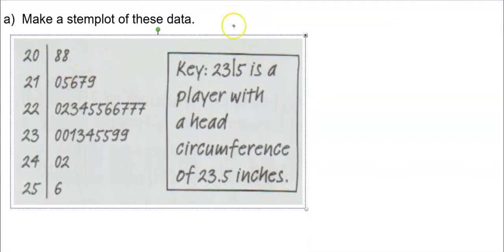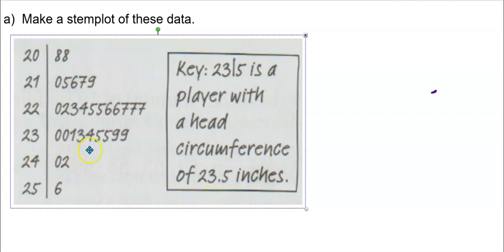Now he wants to organize the data so he can draw a conclusion. So let's make a stem plot of this data. The first thing he did is put the stems on this side: 20 inches, 21, 22, 23, 24, 25 inches. And then the decimals go on the right, and I know that because of the key. 23|5 is a player with a head circumference of 23.5 inches.